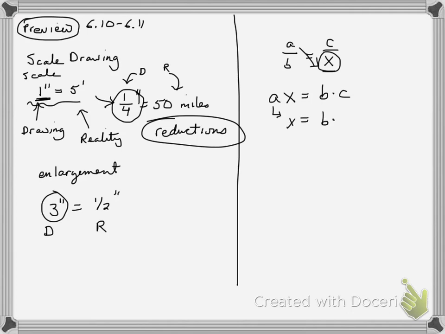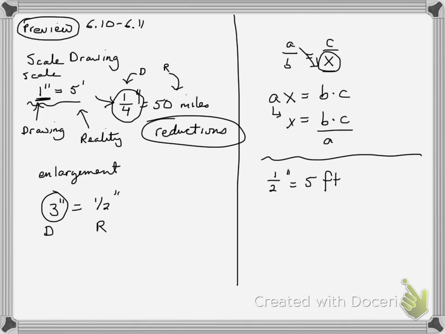Now that's the overall math. But let's look at how that would work. The scale for a scale drawing is 1/2 inch equals 5 feet. So this is a reduction because the left-hand side is smaller.